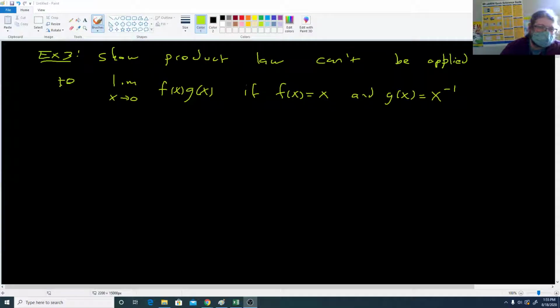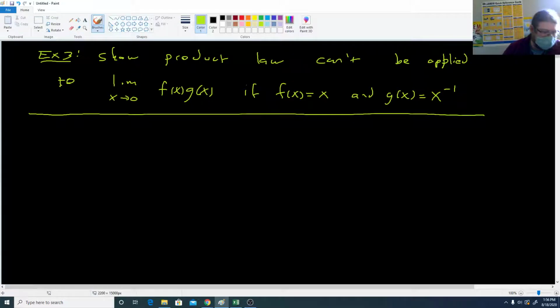For our third example here, we want to show that the product law can't be applied to a limit as x approaches 0 of f of x times g of x if f of x equals x and g of x equals x to the negative 1. If you look back up in the notes a bit, you'll remember that the first thing we have to do to apply these laws is check and make sure that both the limits exist.